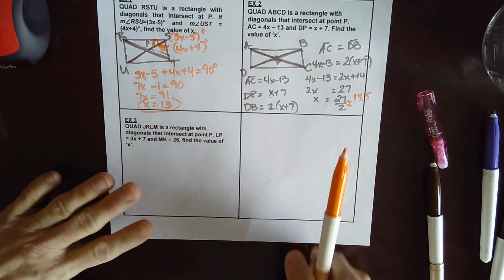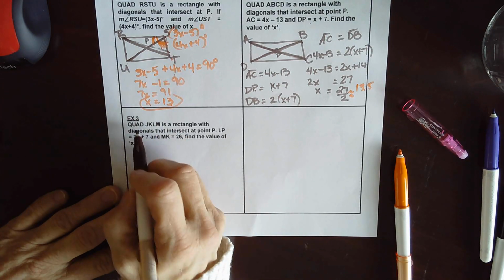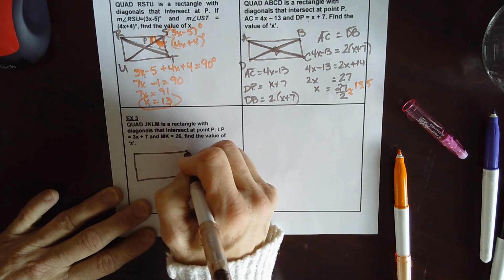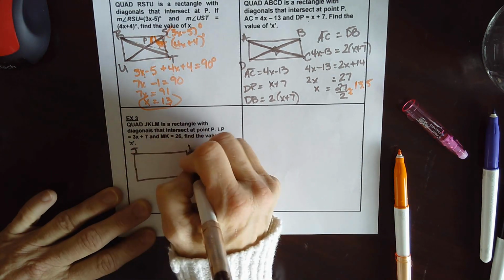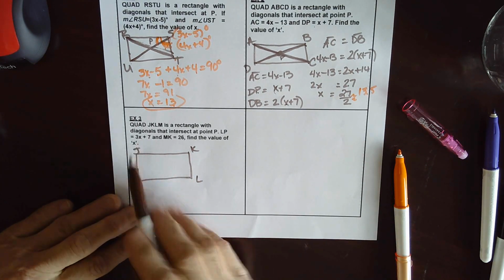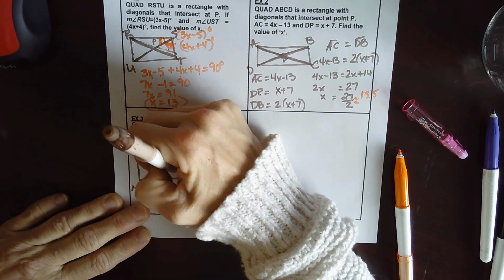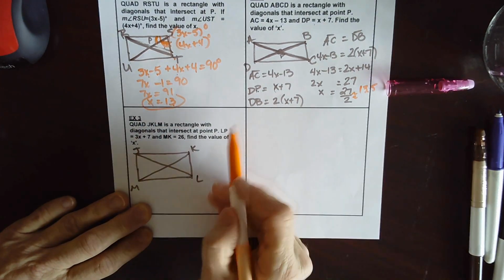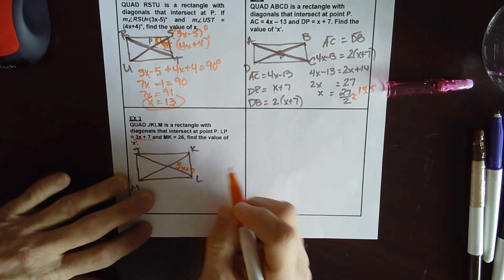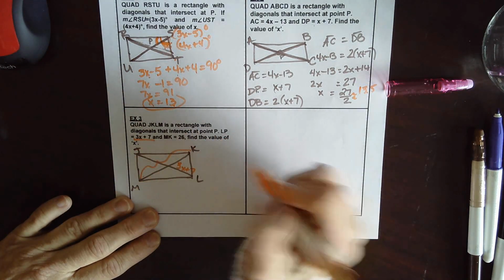Okay, so one final example for rectangles. We have another rectangle, JKLM. This is J, this is K, this is L, this is M. I have diagonals that intersect at point P. I know that LP is 3x plus 7, and MK is, all of this is 26.